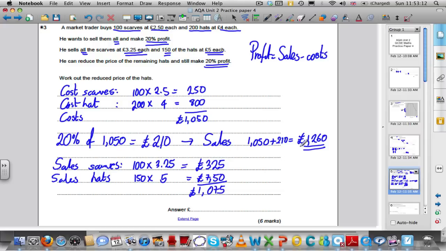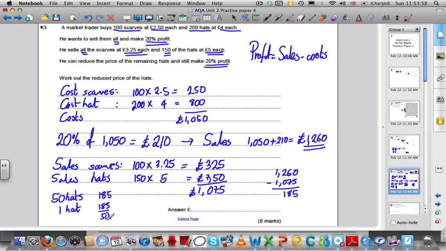So to get the profit he needs, he needs another 1,260, take away 1,075. He needs this amount in order to get the profit he's requiring. Okay, so what is that? Well, if you take them away from each other, you get £185. So he needs another £185 from the remaining 50 hats. So 50 hats he must sell for £185. So how much must he sell each hat for? So one hat must be sold for 185 divided by 50.